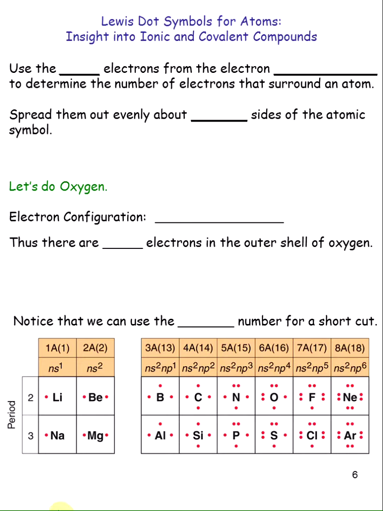So we're going to go back and start looking at Lewis dot symbols and how that relates to covalent compounds. And also gives an idea of how ionic compounds form when we transfer electrons. So when we're using Lewis dot symbols, we want to use the outer electrons. So use the outer electrons from the electron configuration.